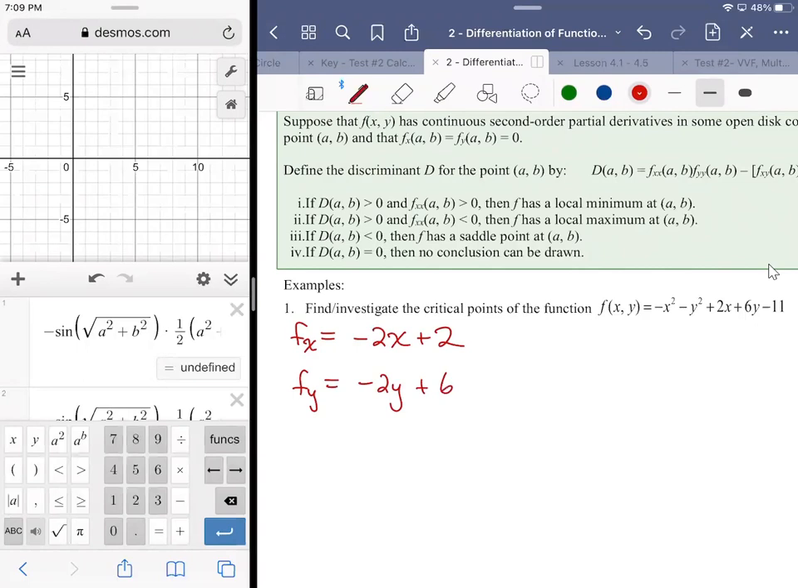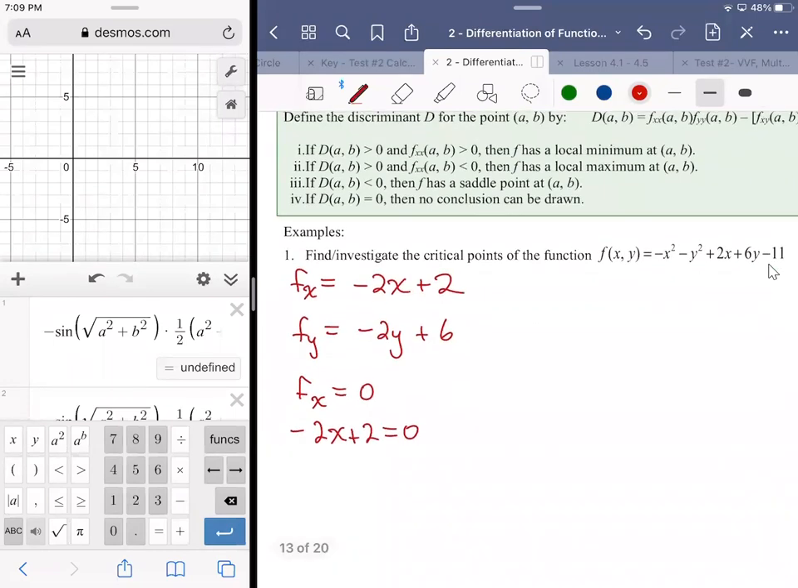Now, they need to be equal to 0, and they need to be equal to each other. Don't overcomplicate it. You could set them equal to one another, but then you have an equation with 2 variables, and you don't want that. What you want to do is set f sub x equal to 0. You get negative 2x plus 2 equals 0. Sometimes your partials will have both x's and y's in them, and there's a different approach for that, but we'll handle it this way for now. So 2x equals 2, x equals 1.